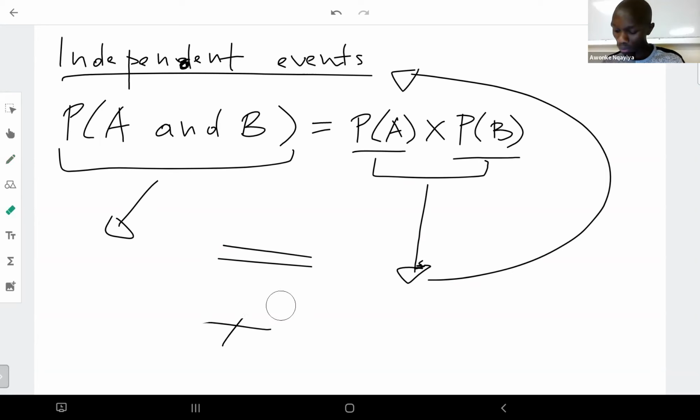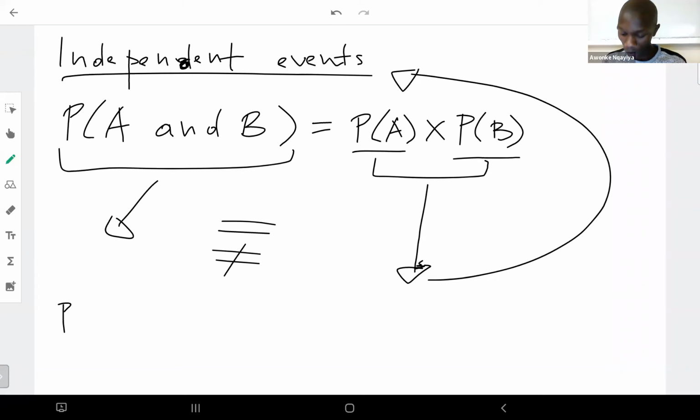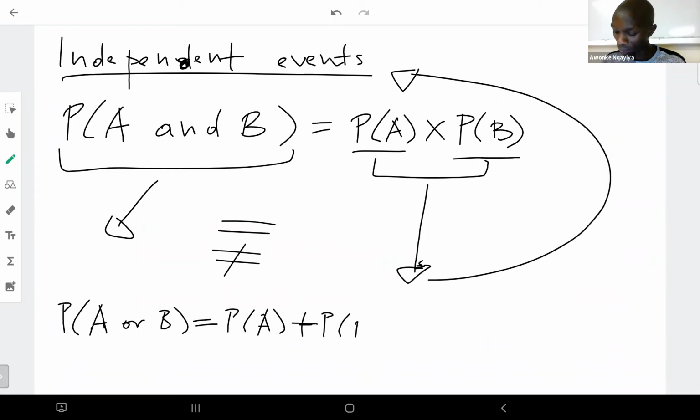So this also affects the addition rule that we talked about earlier. I think you remember the rule that we discussed. The addition rule was the probability of A or B is equal to the probability of A plus the probability of B minus the probability of their intersection, A and B.